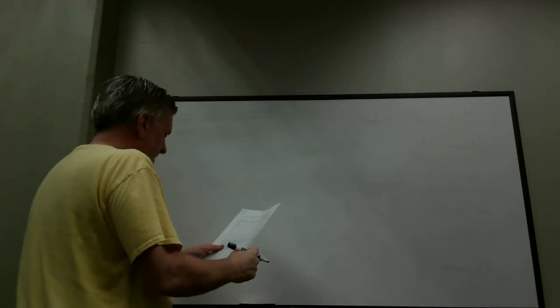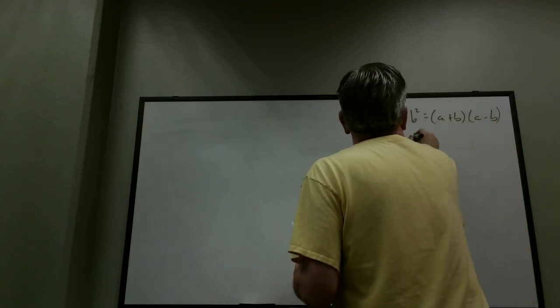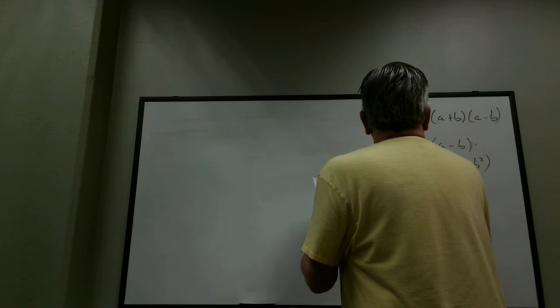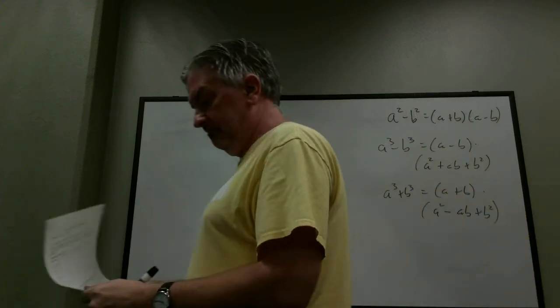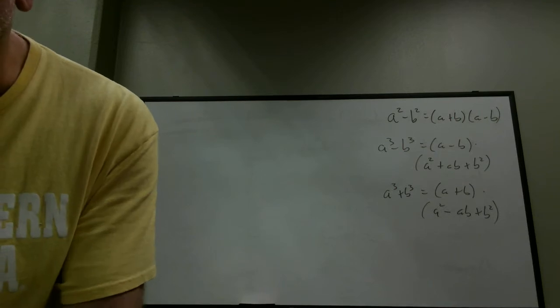Okay, so some common factoring formulas. Let me go ahead and write these over here just so we'll have them. A squared minus b squared is a plus b times a minus b. A cubed minus b cubed is a minus b times a squared plus ab plus b squared. And then a cubed plus b cubed is a plus b times a squared minus ab plus b squared. So these are some common factoring formulas that you need to know.